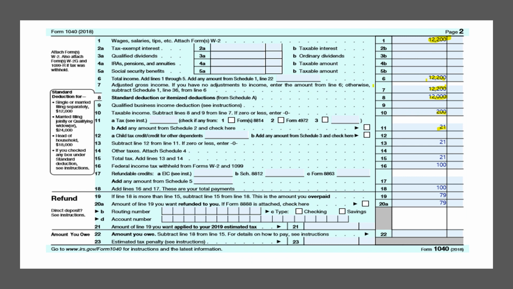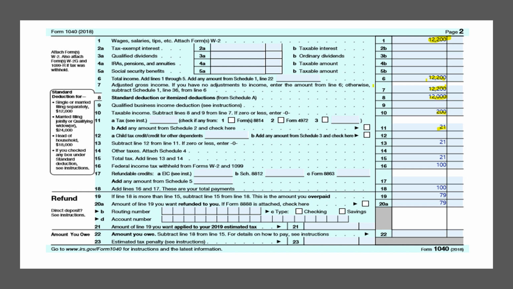On page 2 of your Form 1040, on line 1, labeled Wages, Salaries, and Tips, place the amount from box 1 of your Form W-2, which will also be labeled Wages and Salaries. In our example, it is $12,200. Since you have no other income, line 6 will be the same as line 1. Since you have no adjustments to income, line 7 will be the same as line 1.